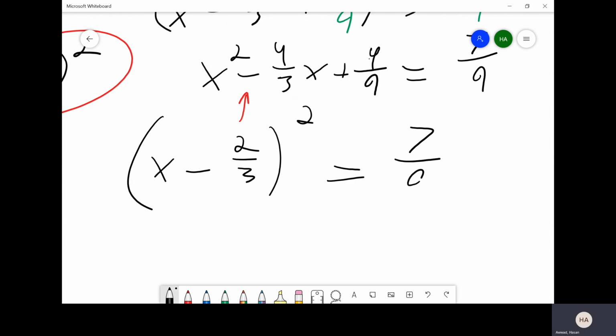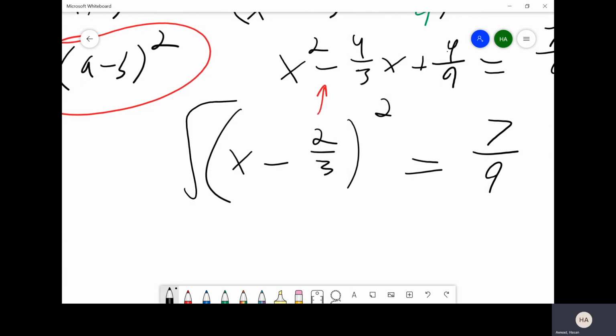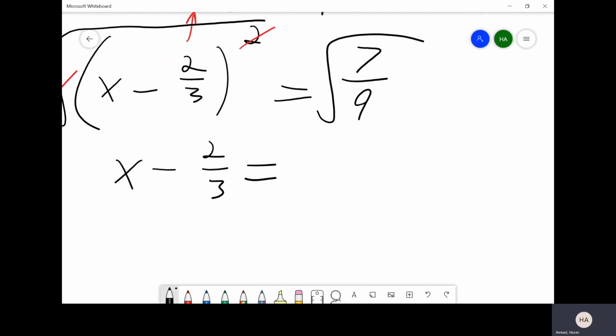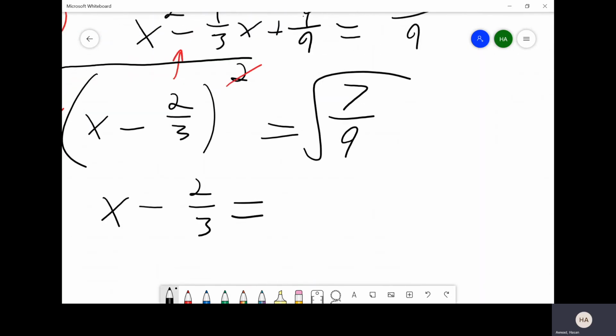This is equal to 7/9. But now we see, oh, we have a quantity being squared is equal to some constant. We can apply the square root method, which means that all I have to do at this point is take the square root of both sides. Taking the square root of both sides means that I'm going to cancel my exponent with the square root here. We get x minus 2/3 is equal to, okay, I'm going to apply the square root to the top and the bottom of my fraction.